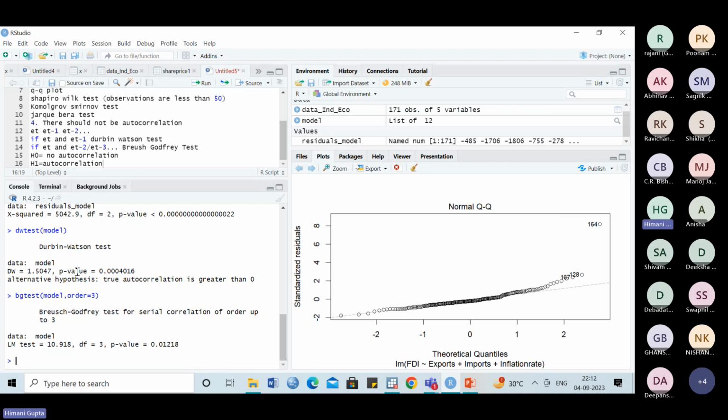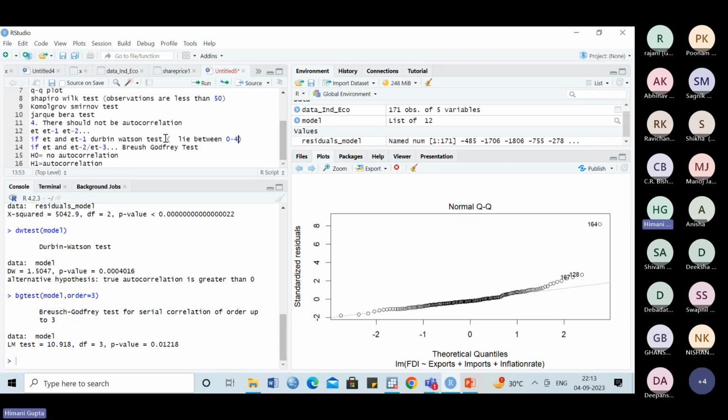But right now, let's go with the DW p-value. You will always observe that the Durbin-Watson test lies between 0 to 4. So I can write it over here: the Durbin-Watson test will lie between 0 to 4. Now, 2 is your midpoint. So if your answer is 2, you can say that there is no autocorrelation.